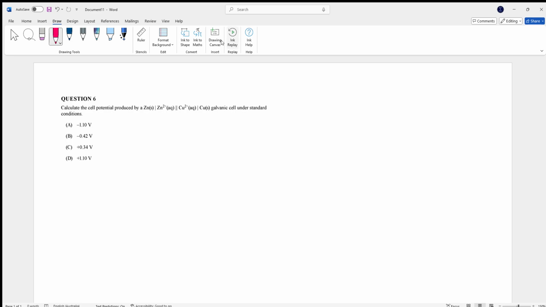But otherwise, let's just get straight into question 6. So 6, calculate the cell potential produced by zinc and copper's galvanic cell under standard conditions.